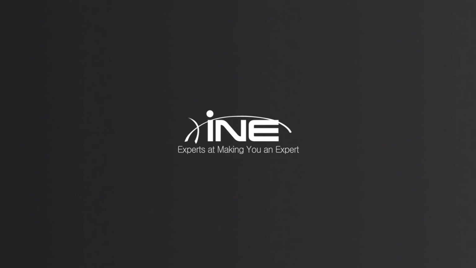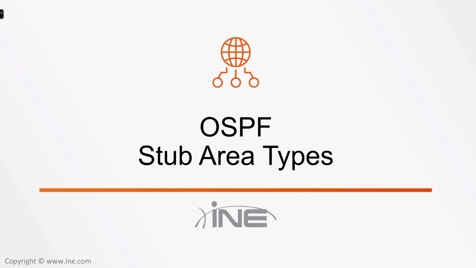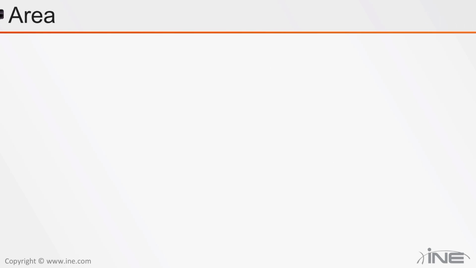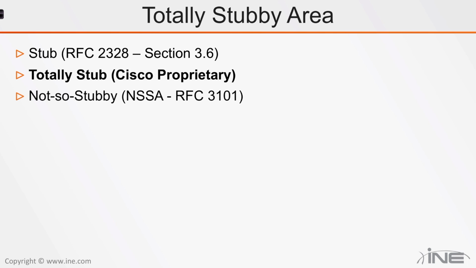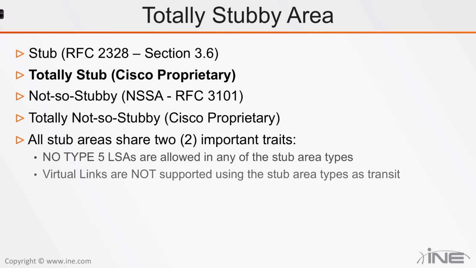In this module, we continue the conversation on stub area types. We're going to pick up right where we left off, and now we're going to be looking at the totally stubby area. And you can see we've got that one in bold here. Now, quick note on the totally stubby area.